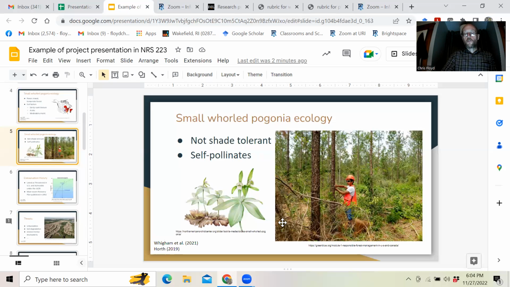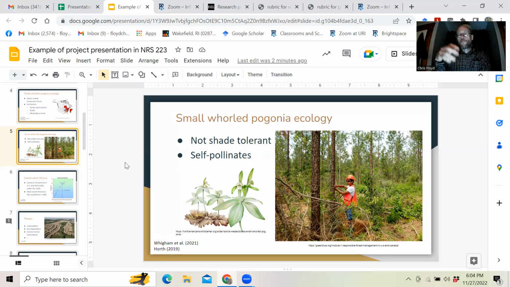It's not shade tolerant, it self-pollinates. I suppose that's important. Actually, I think it is important, self-pollinates. And then, here's a nice thing. Notice how every slide has an illustration. This is something really important. Every slide has an illustration.